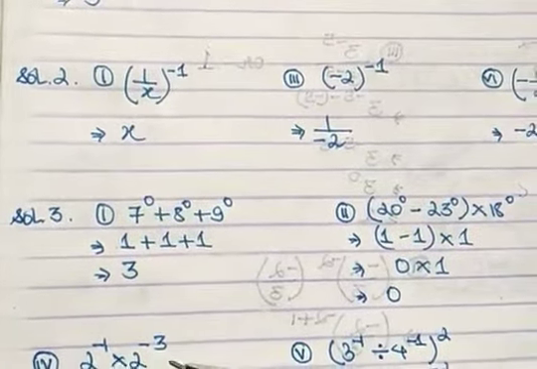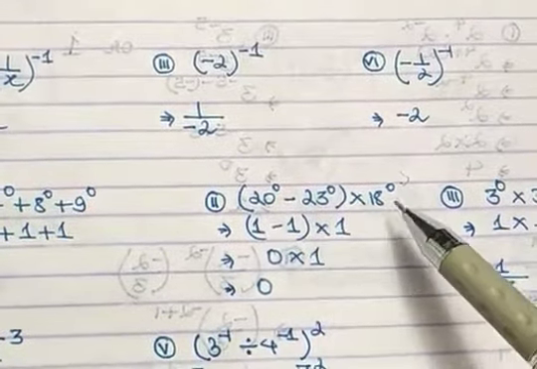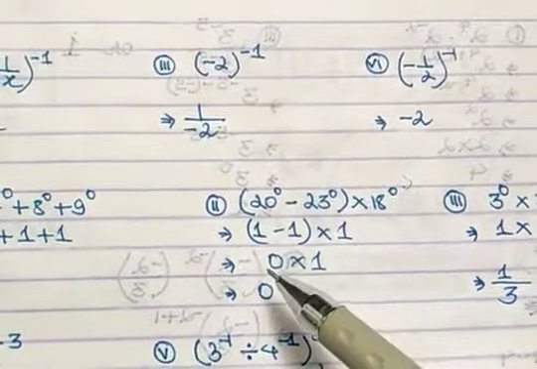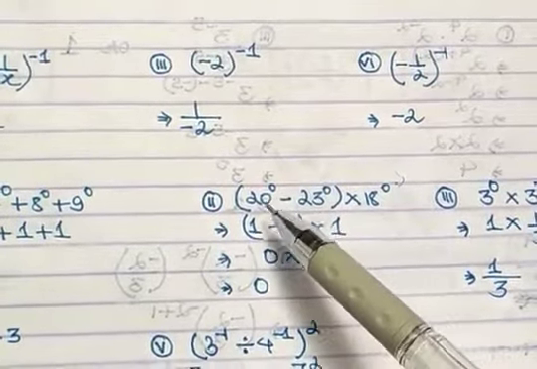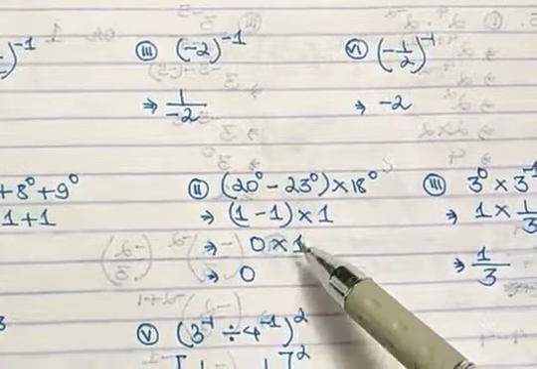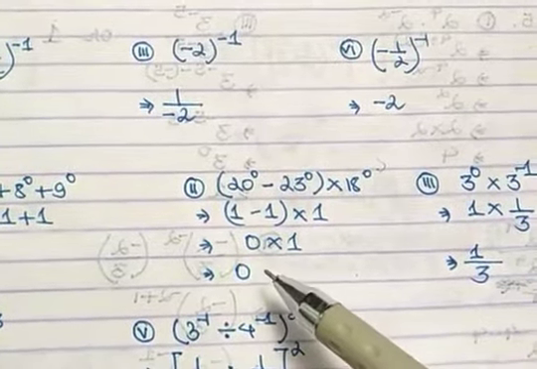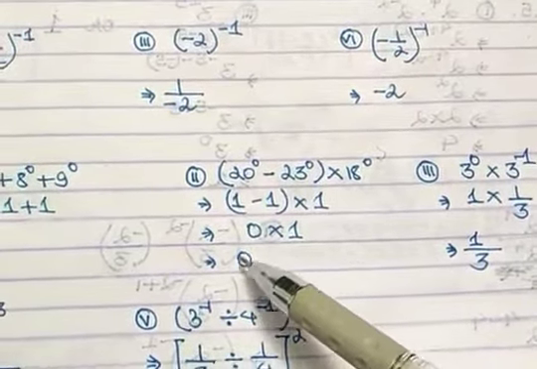Simple. Okay. Number 2, 20 to the power 0 minus 23 to the power 0, into 18 to the power 0. So 20 to the power 0, we know anything to the power 0 is 1. So 1 minus 1, that too, it's within the bracket, so I have kept it within the bracket. See, into 18 to the power 0 is 1. Now 1 minus 1 is 0 as we know. So 0 into 1. Anything multiplied with 0 becomes 0. So that is why it's 0.